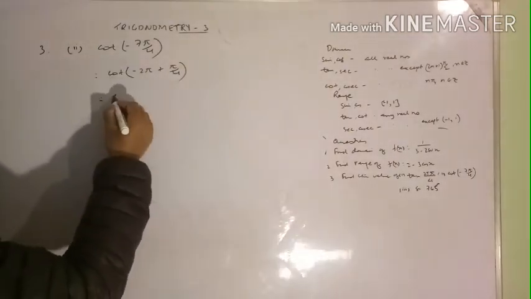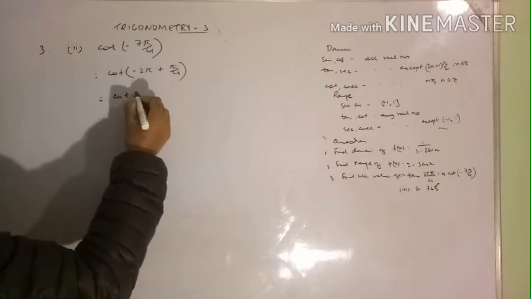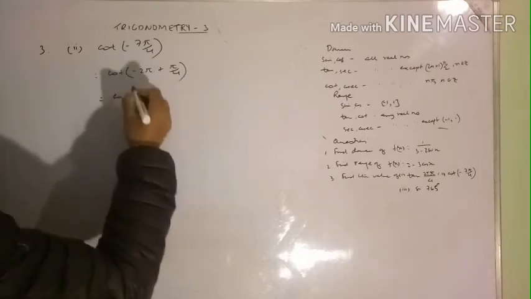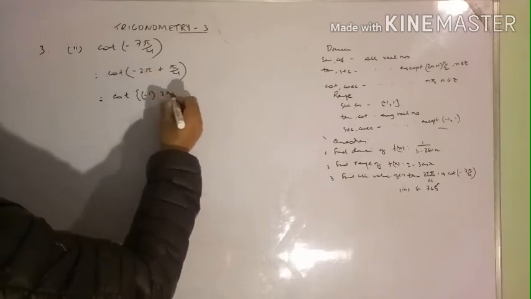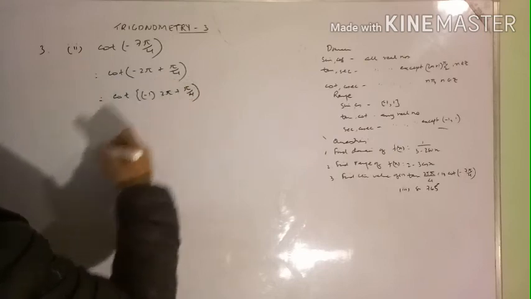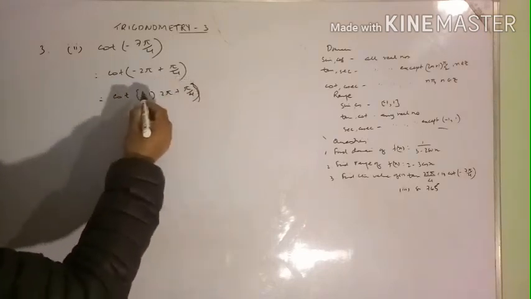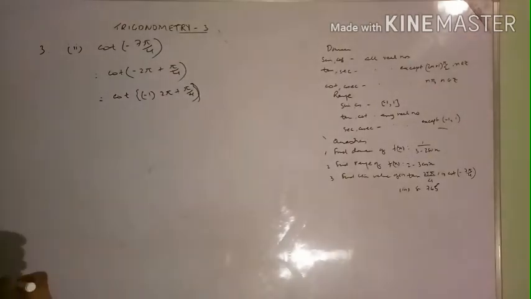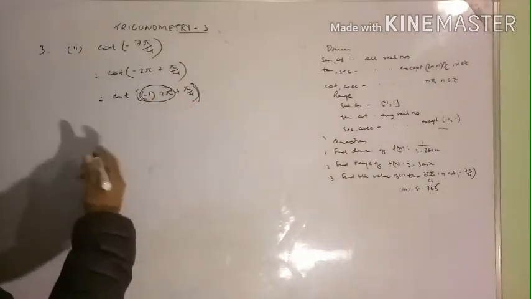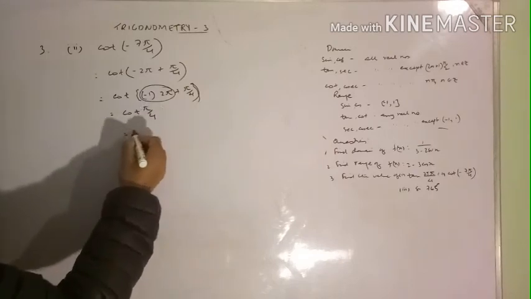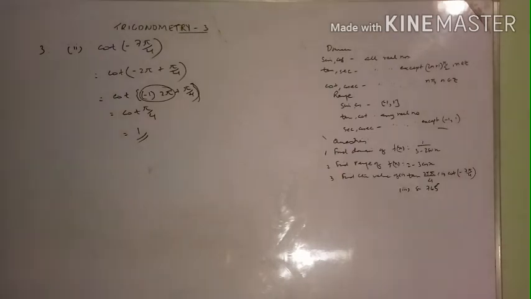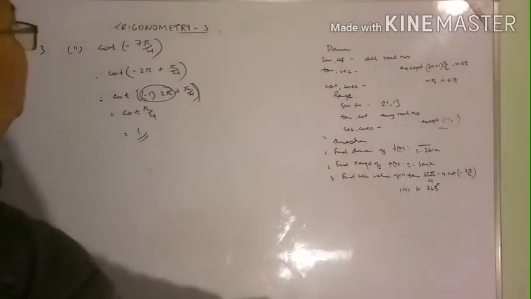So this also you can write as cot of minus 1 into 2 pi plus pi by 4. You can express it in the standard form, cot of n into 2 pi plus x form. So this portion can be removed because it's a periodic function. So this is equivalent to cot pi by 4. Cot pi by 4 is also 1, because pi by 4 means 45 degrees, cot 45 degrees, the answer is 1. Alright, these are in terms of pi.